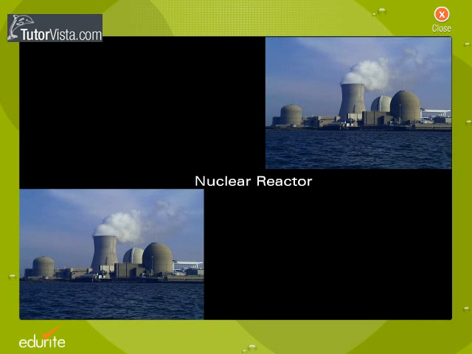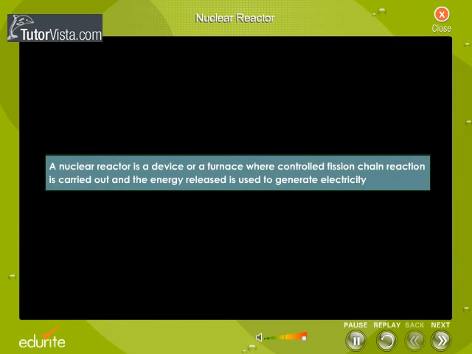Nuclear reactor. A nuclear reactor is a device or a furnace where a controlled fission chain reaction is carried out and the energy released is used to generate electricity.